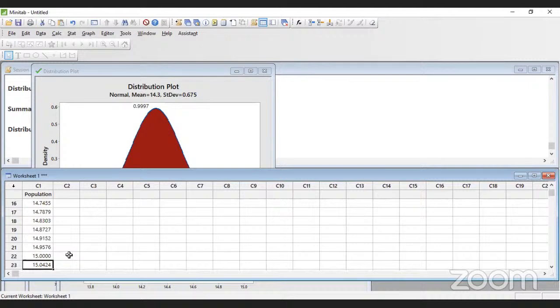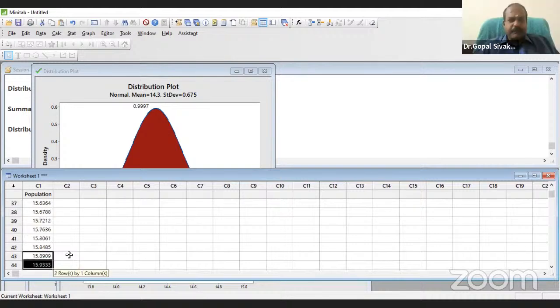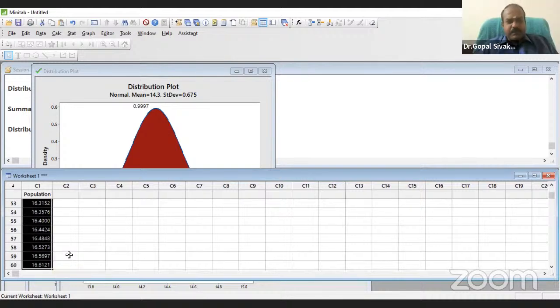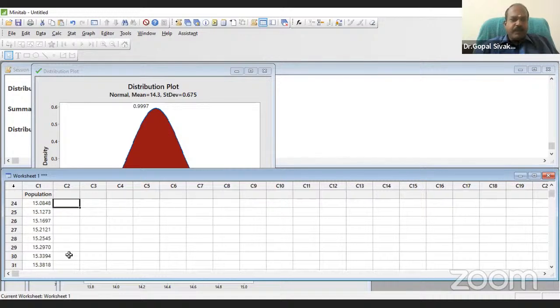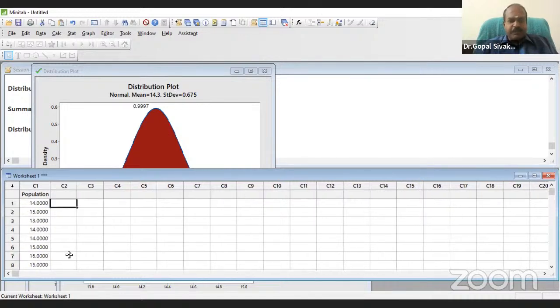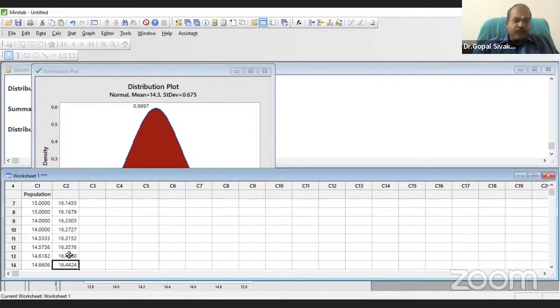Now randomly I select some data and I paste it here. Now how many data are available?